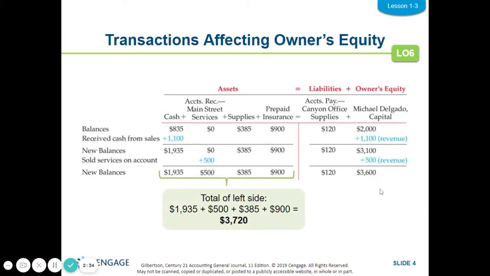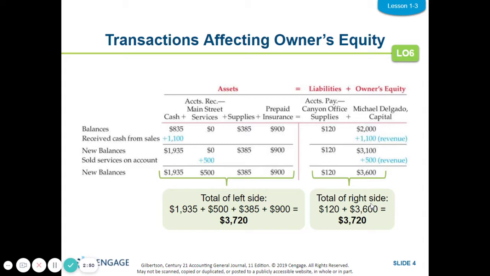So after those two transactions, we add up the left side, our cash, our accounts receivable, supplies, and prepaid insurance equal 3720. Add up your liabilities and owner's equity accounts, they also equal 3720, so we're still in balance.